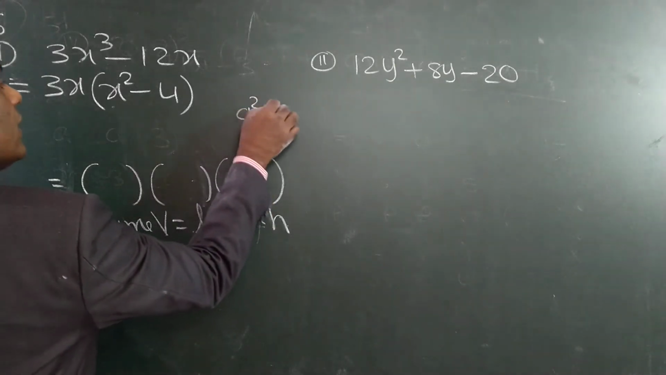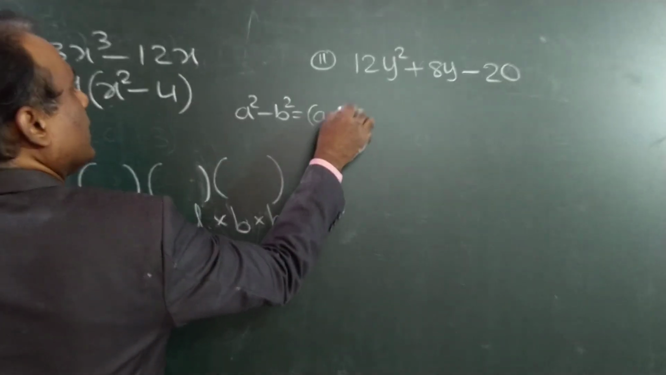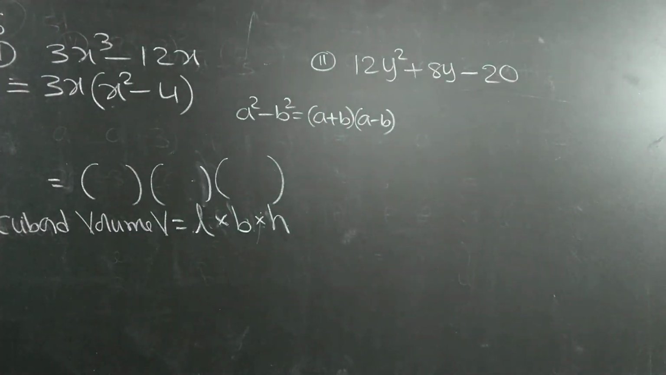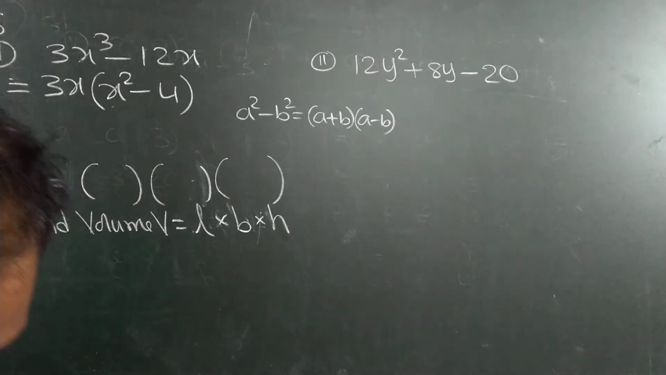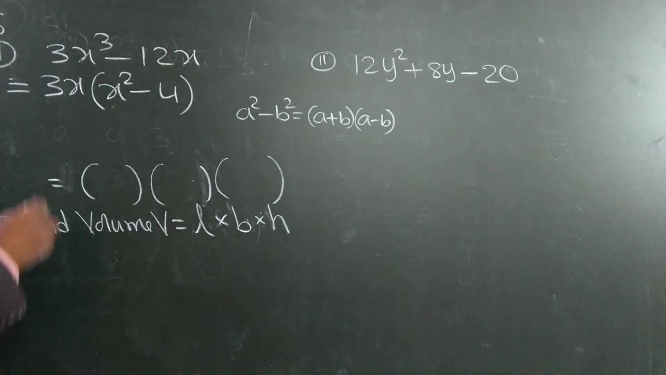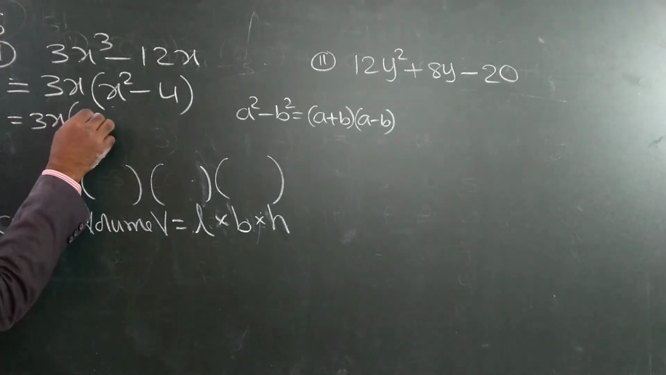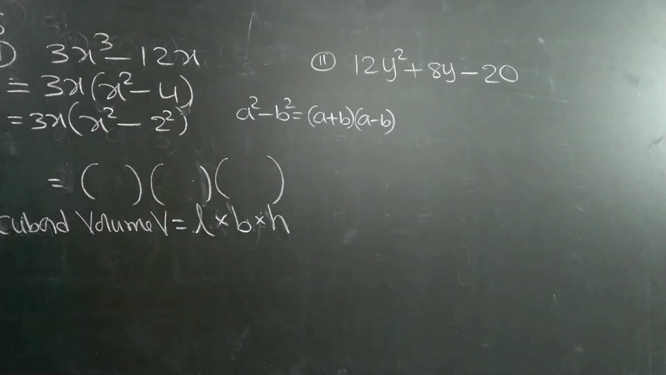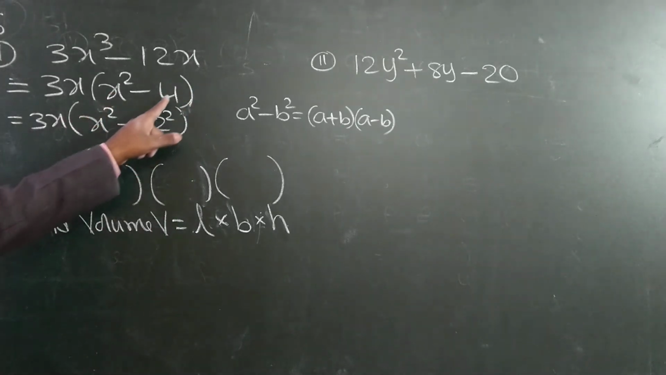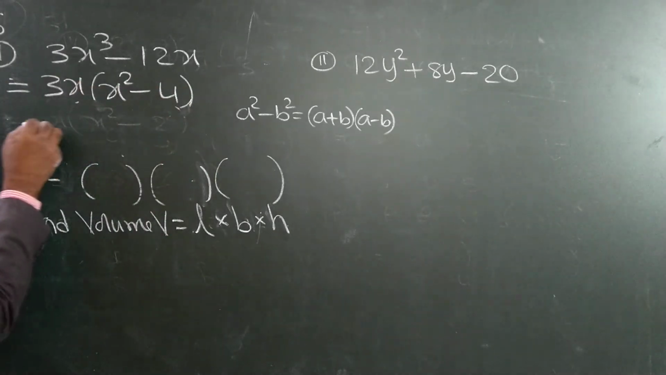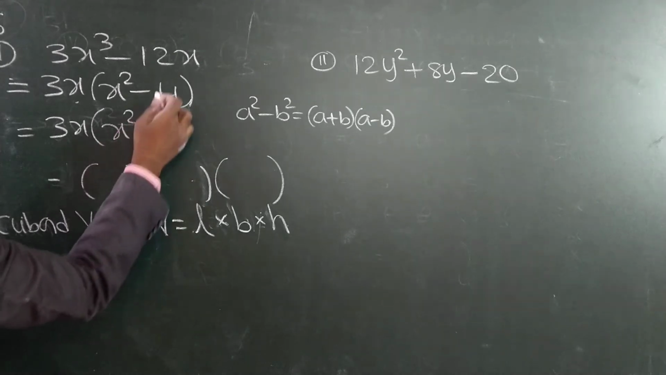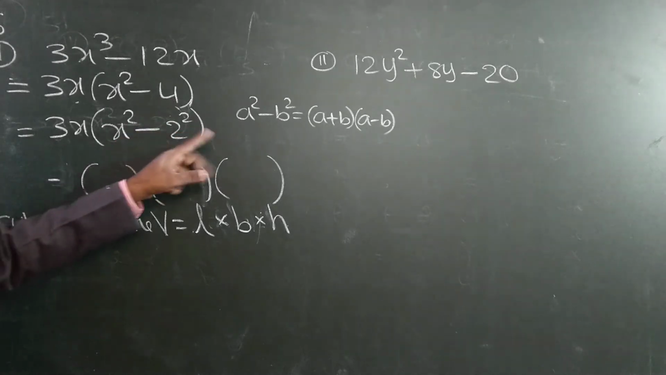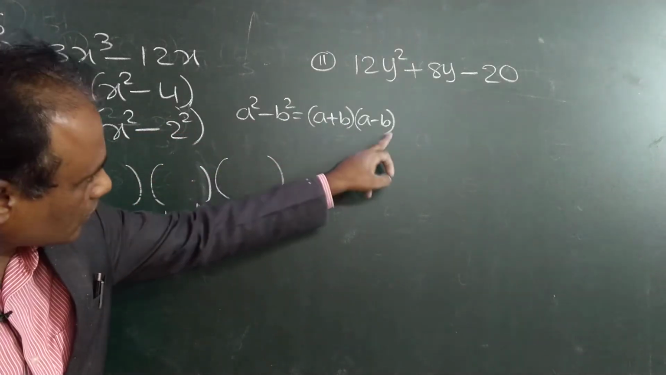Now the formula a square minus b square equals a plus b into a minus b. One more I am writing: x square minus 4 can be written with 4 as 2 square. So a square minus b square is a plus b into a minus b.